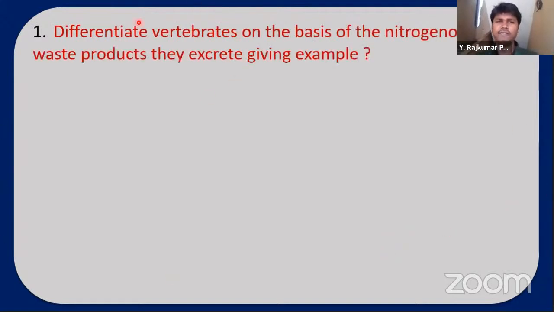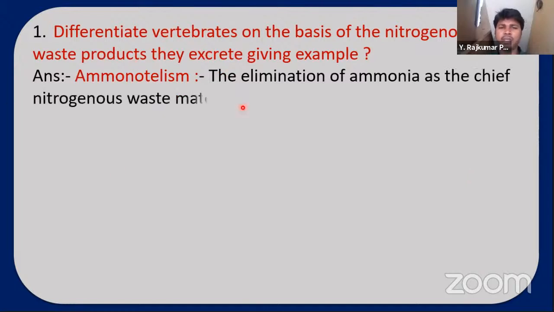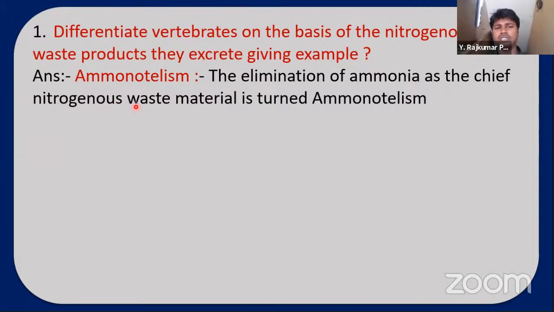Okay. Differentiate vertebrates on the basis of nitrogenous waste products they excrete, giving some examples. So according to the nitrogenous waste that they produce, animals are of 3 types. Okay, ureotelic animals, uricotelic animals, and ammonotelic animals. Let's see one by one. Ammonotelism means the elimination of ammonia as the chief nitrogenous waste material is termed ammonotelism.